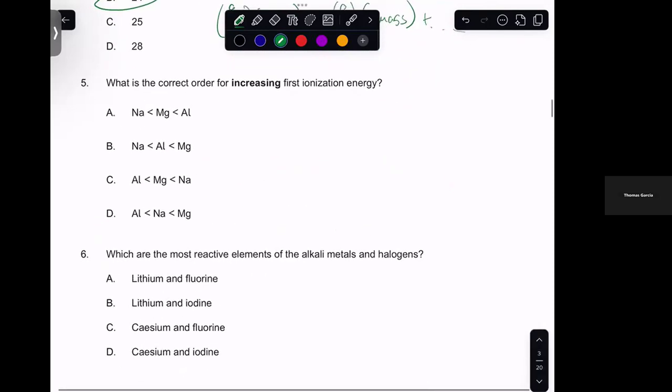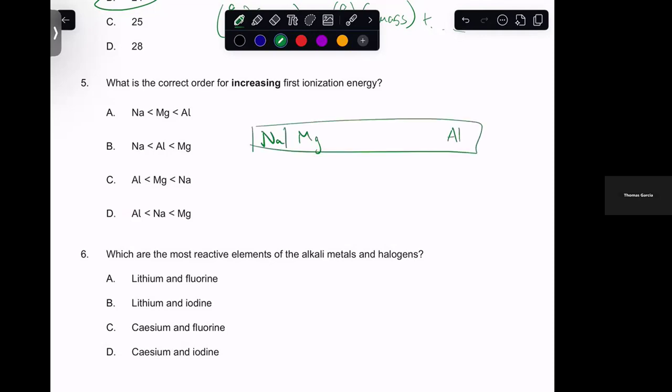percentages you have. All right, what is the correct order for increasing first ionization energy? So when we look at sodium, magnesium, and aluminum in our periodic table, they're all in period three, and this is in group 1, group 2, group 13, and furthermore, this is our S block and this is our P block.